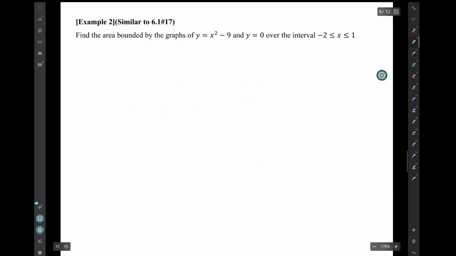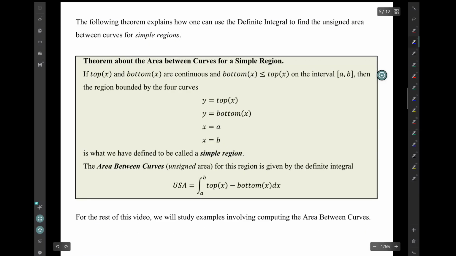Let's go on. Example 2. Find the area bounded by the graphs of y equals x squared minus 9 and y equals 0 over this interval. This is similar to one of your homework problems. Well, the key in all of these problems is to go back and look at the theorem and realize that you have to start by knowing the top and the bottom functions. And there's no way to do that without being able to visualize a graph.